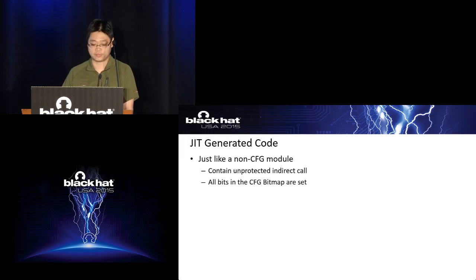The second attack surface is JIT generated code. Because JIT generated code is just like non-CFG modules. If it contains indirect calls, it's unprotected. And for all bytes in the generated code, the corresponding bit was set in the CFG bitmap. So it's almost the same as non-CFG modules.